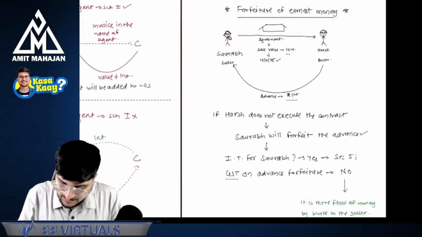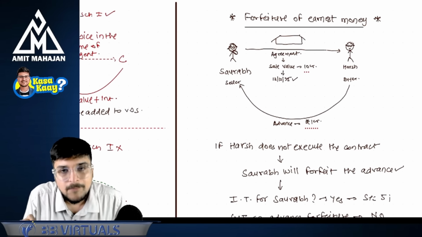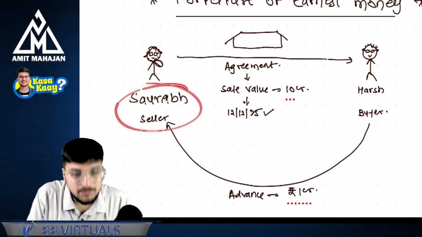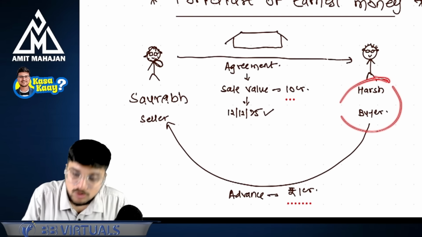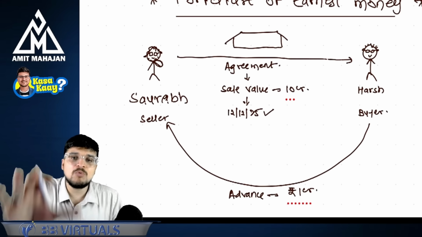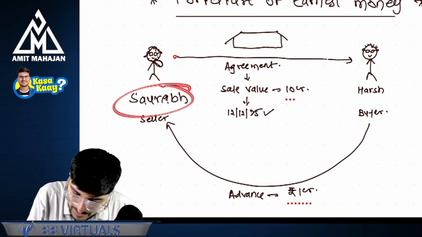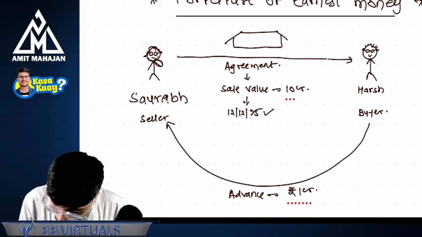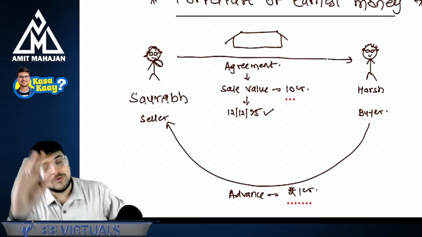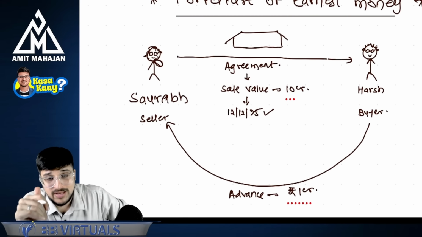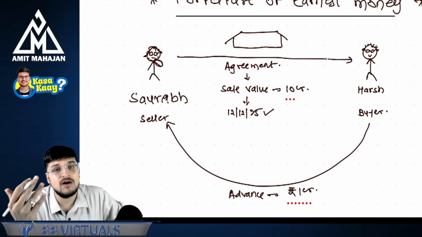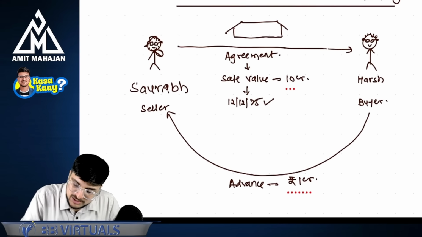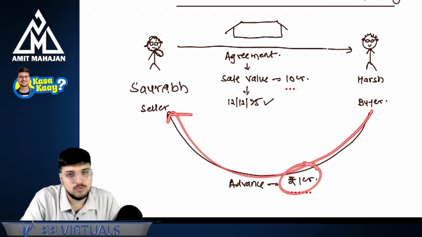Understanding? Perfect. Last 5 minutes. Forfeiture of earnest money. Let's take an example of forfeiture of earnest money. What is the example here? There is one person called Saurabh who is a seller, and there is one person called Harsh who is a buyer of immovable property. Now Saurabh made an agreement with Harsh, the buyer, to sell this immovable property for 10 crore rupees on 12/12/2025. The agreement is made today, but the delivery, which means the possession, and the main contract will happen on 12/12/25. For that, Harsh paid an advance of 1 crore rupees.